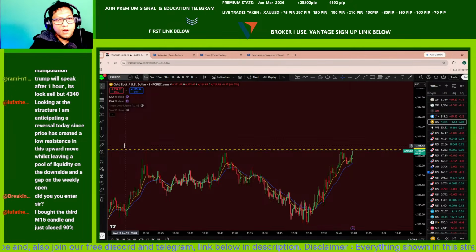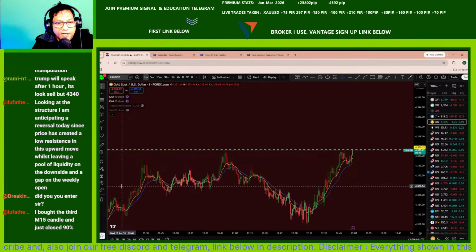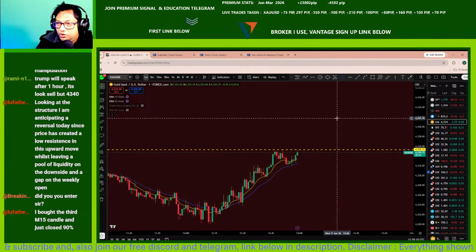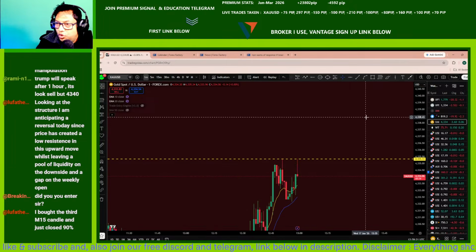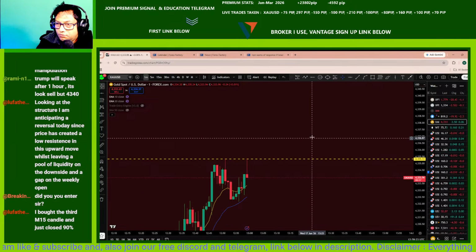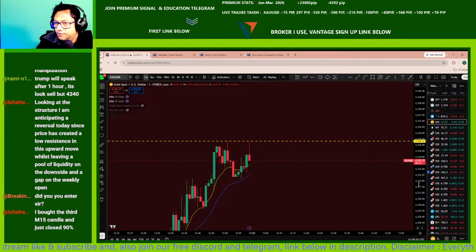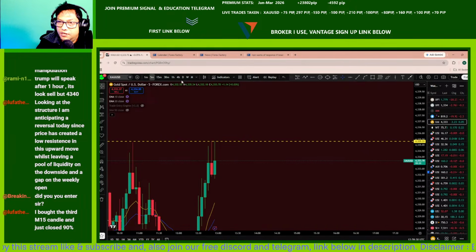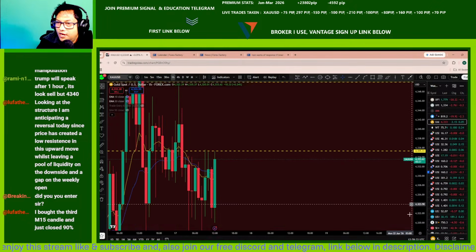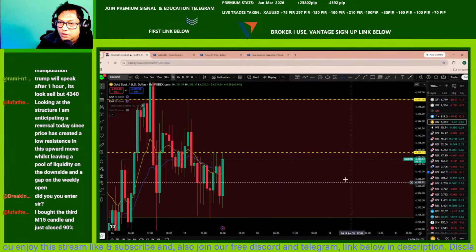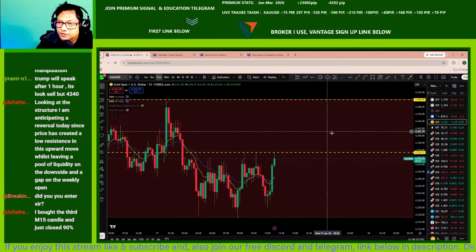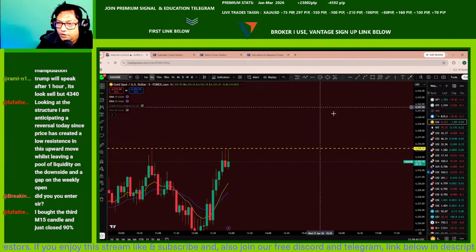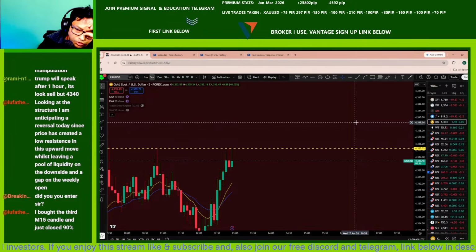Okay, I bought the third M15 candle, just close 90%. So here the market structure now shows a possible bullish bias. You can see the price action is showing that there is a potential for an upside. Look at the 1 hour, the market has shown a short-term bullish bias. All right, so if you look at the 5 minutes, it also shows a short-term bullish bias.